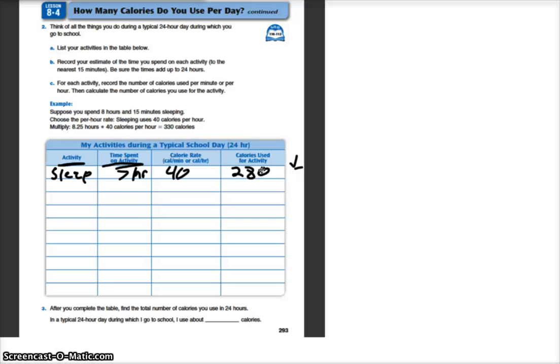So that's the example. Choose the activity that you do, how long, either hours or minutes, and then figure out how many total you've burned.